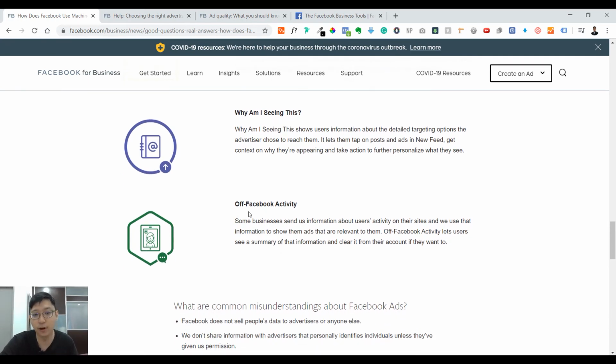So off-Facebook activity is mostly about Facebook as the platform itself. When you say off-Facebook activity, it's still your online activity, but done away from Facebook. It can be online, it can be offline. Anyway, it just means the activity away from Facebook, but it can be tracked as well through the Pixel, which is a code.